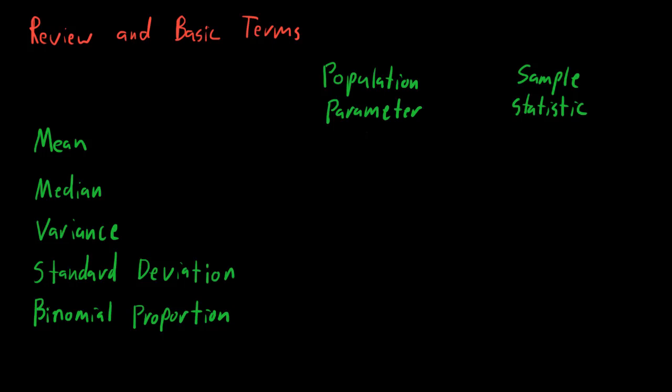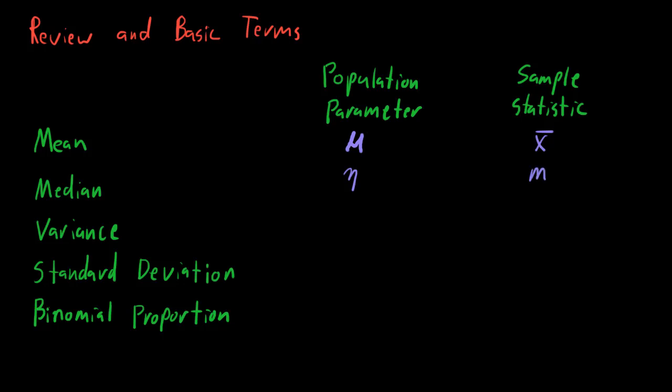So for our different parameters, for our mean, we have mu, the Greek letter mu, which is describing the mean. And then for our sample statistic, we have our x bar. So for the population, we would describe the mean of the population with the mu, and we would describe the mean of a sample with that x bar value. For the median, we have the population parameter of eta, which looks like a funny shaped n. And then for our sample statistic for the median, we have just an m value.